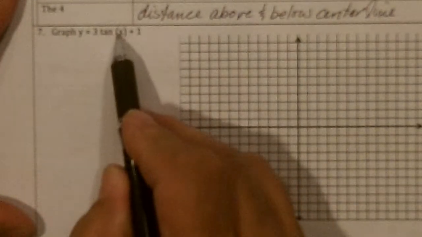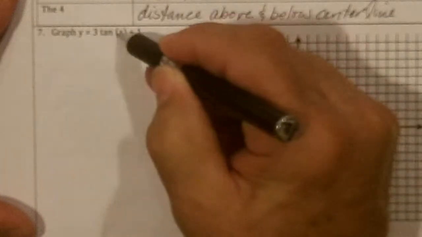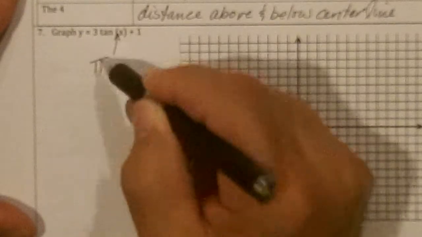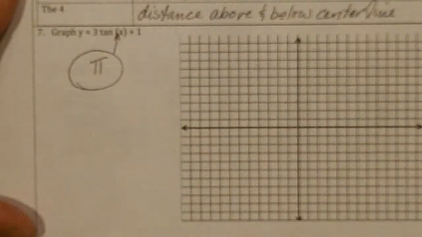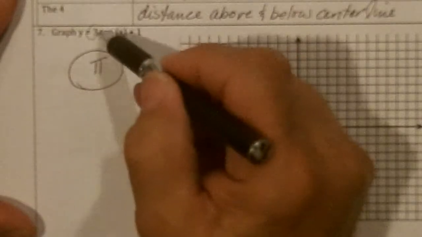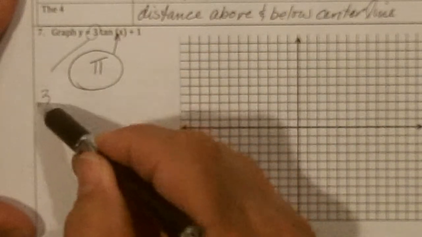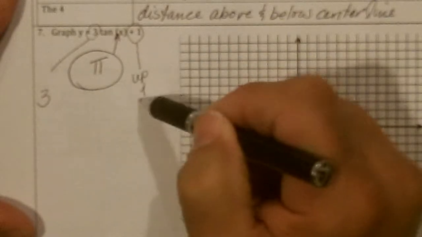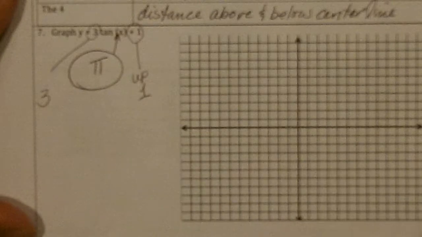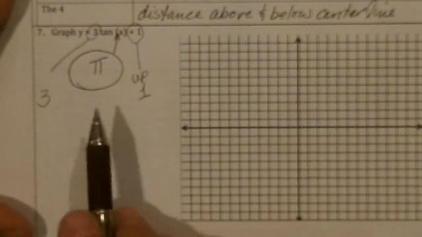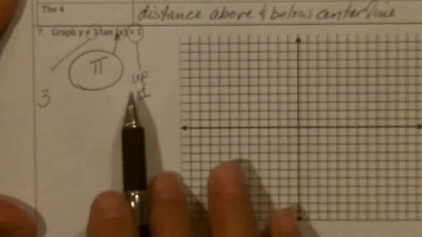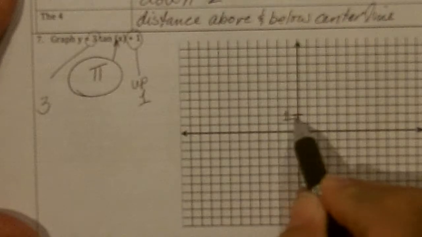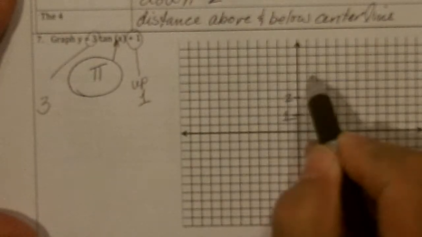I didn't put any number in here to change the period. So the tangent period is normally pi, and it will still be pi. The 3 is sort of the amplitude, and the center line is up 1. So I'm going to put some units on my graph. Vertically I can do 1, 2, 3 and so on. Get your units on there first.